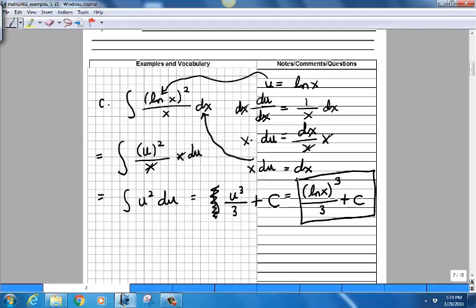So that works out pretty nicely, right? So when it works well, integration by substitution is really powerful and really helpful. We're going to be using it a lot this semester.